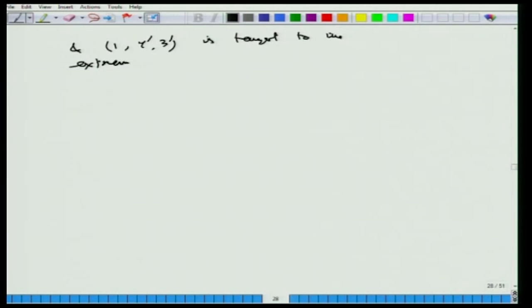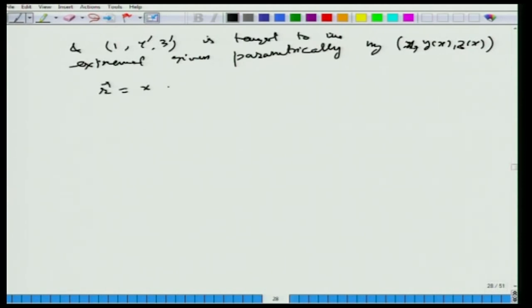extremal given parametrically by y(x), z(x), and therefore, the tangent will have. So, here the position vector on this is given by x plus y, which is a function of x, and z of x like this. So, the tangent here will be dr by dx, which will be i plus y prime j plus z prime k.